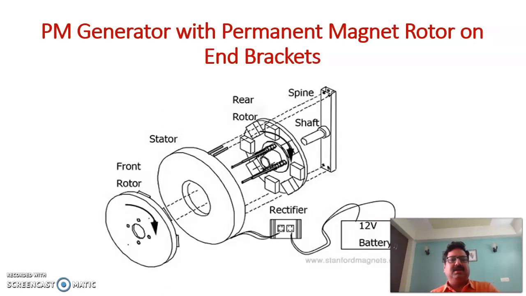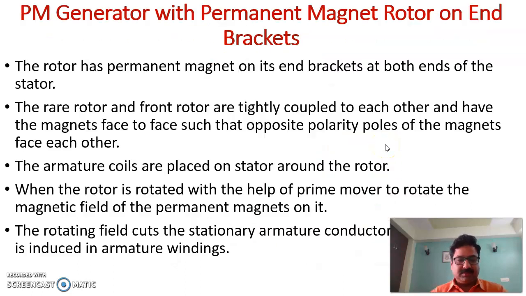Now we go for another type, the permanent magnet generator with permanent magnet rotor on end brackets. This is the construction, and if you see in the construction, they have two rotors, a rear rotor and a front rotor, and the stator is in between these two rotors. The shaft is connected there, and the rectifier, which we discussed earlier, is connected here, and this is the source that has to be charged. So this battery can be charged with the help of this generator.